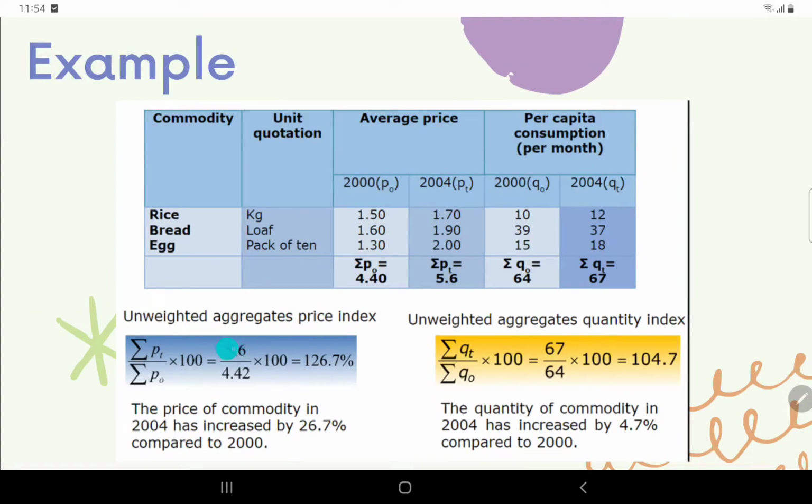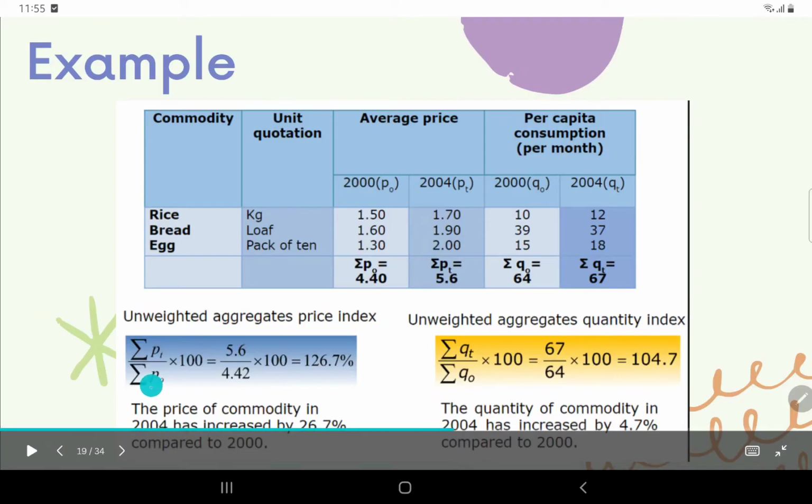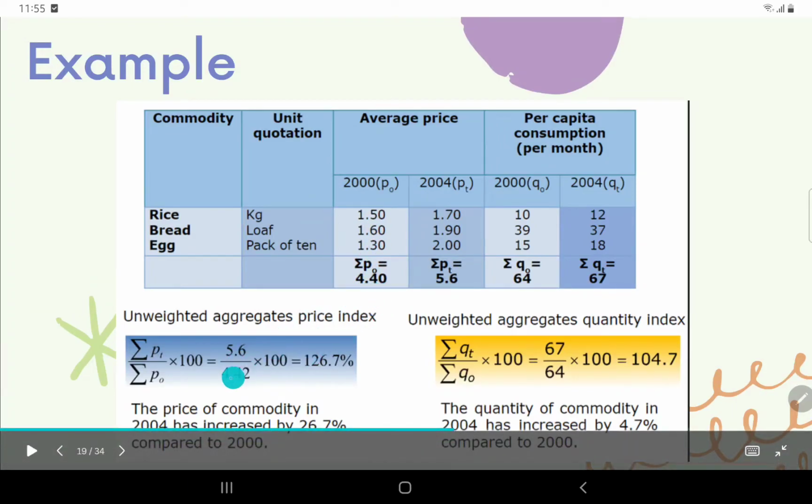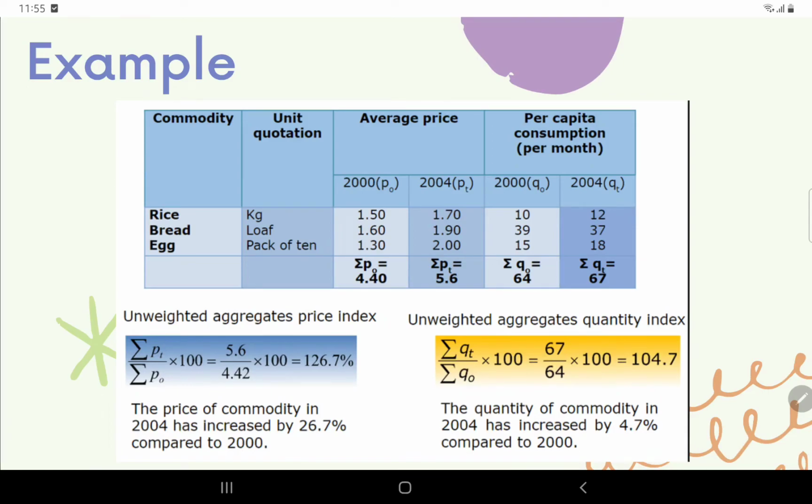Okay, so dekat sini lah total of price of the current year. And then divide by total of price of the base year. Price of the base year kat sini RM1.5, RM1.6 dengan RM1.3. So kita total up jadi RM4.40. Sorry kat sini ada typo, sebab patutnya RM4.40. And then multiply with 100, so we will get 126.7. It means that the price of the commodity in 2004 has increased by 26.7% compared to the year of 2000.